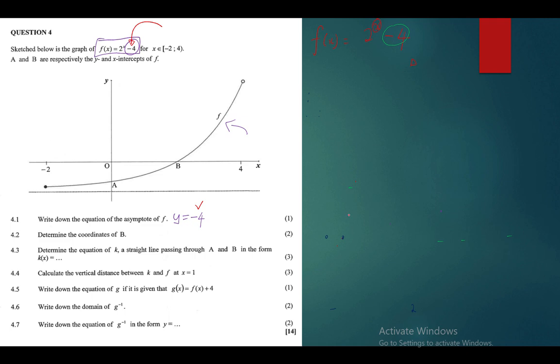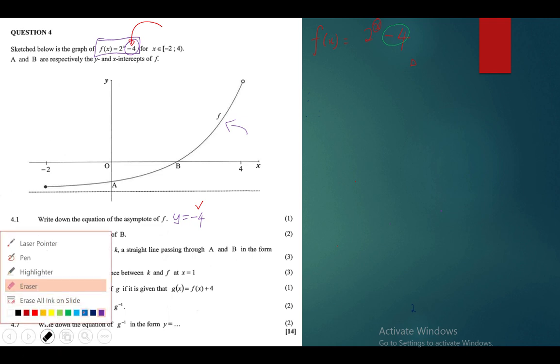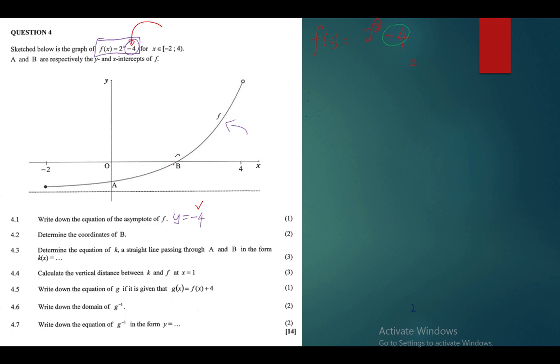So let us find the coordinates of B. If you go to the graph, you can see that B is actually the x-intercept. And guys, you can be sure that they will ask you about the x-intercept and the y-intercept. Expect this kind of questions in the exam. You should be able to find the x-intercept of a function. In this case, we want the x-intercept of function f, which is the exponential function. So B is the x-intercept.